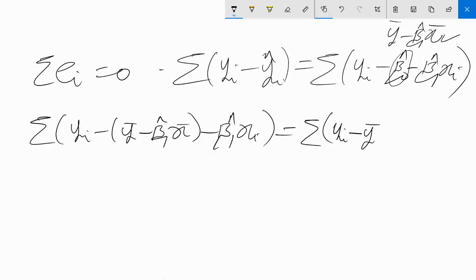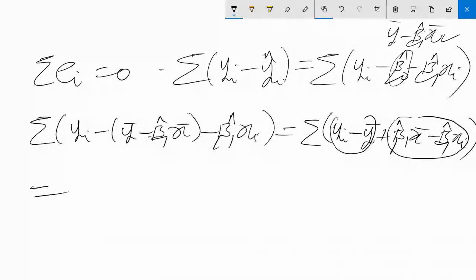yi minus y bar, and this now is going to be plus beta 1 hat x bar minus beta 1 hat xi. I'm going to arrange this. So this is going to be one term, and this one is going to be one term. I'm going to take beta 1 hat as a common factor. So what I'm going to have is the summation.